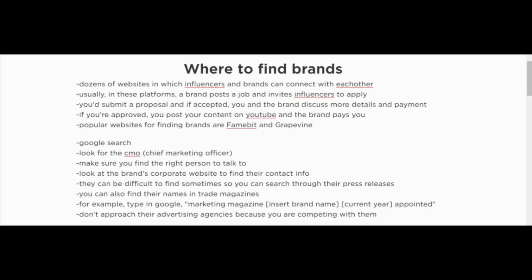Now, one way to find the most current chief marketing officer is by doing a Google search for these terms. Type in marketing magazine and then type in the brand name. So let's say it's Reebok, the shoe company. So type in marketing magazine Reebok and the current year. Okay, and then type in appointed. Lastly, do not approach the brand's advertising agencies, because you are sort of competing with them and they have their own budgets that they're dealing with.